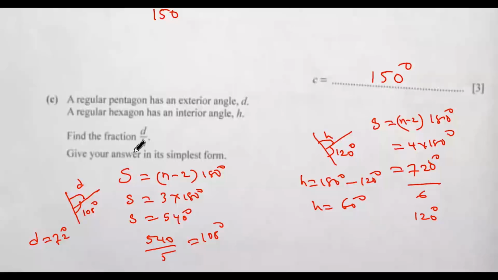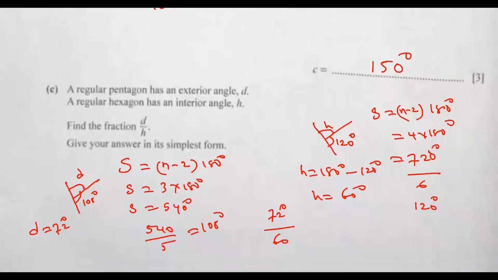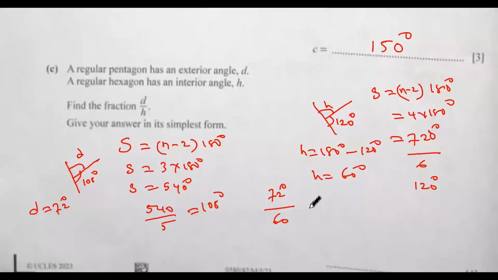We are asked to find the fraction D over H. So the fraction D over H will be 72 degrees out of 60 degrees. And we are asked to give the answer in its simplest form. If you reduce this, it will give you 6 out of 5, which is the same thing as 1 and 1 out of 5. So I can write 6 out of 5 or 1 and 1 out of 5.